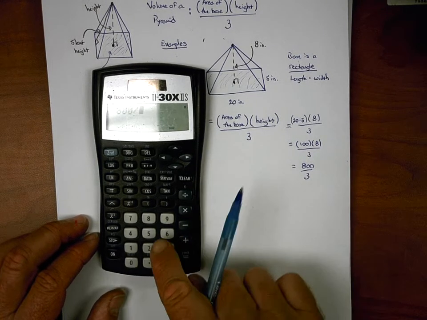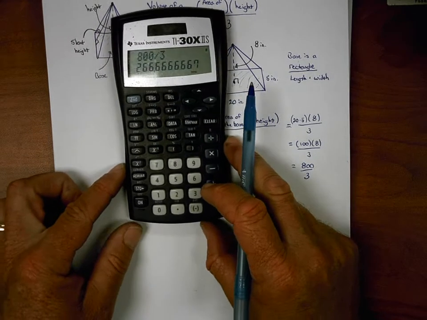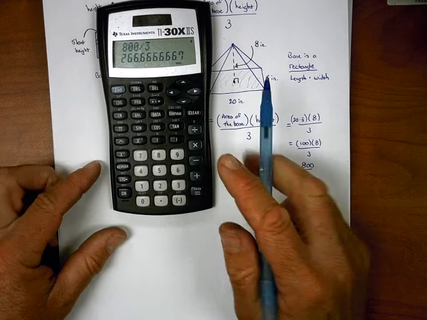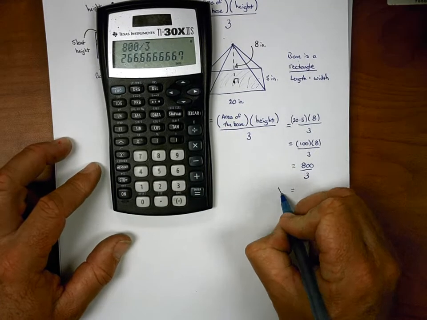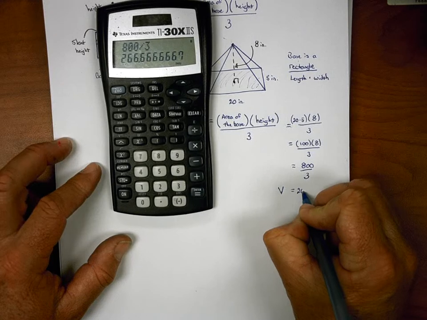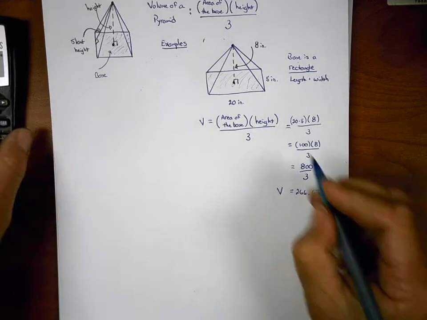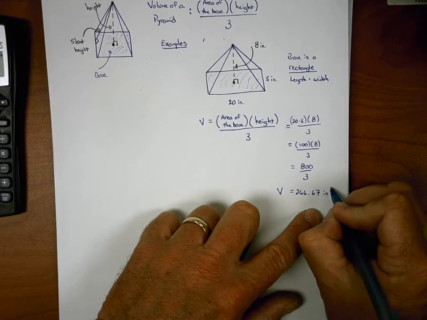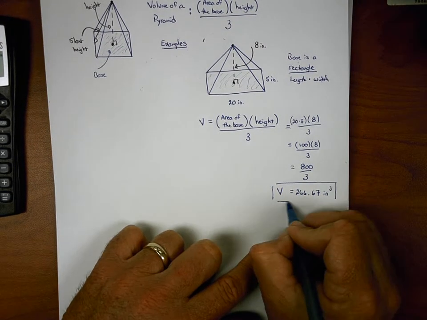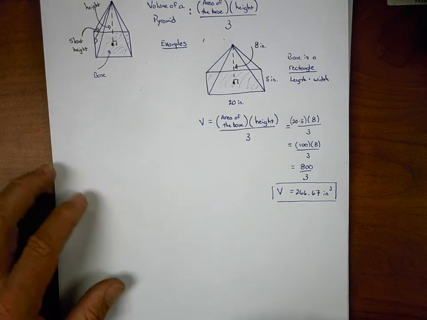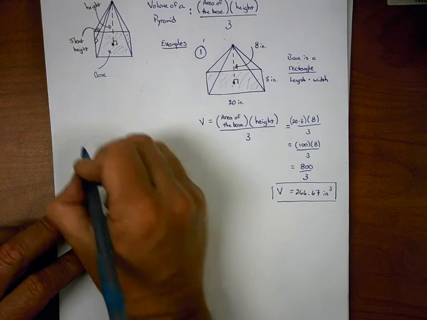So 800 divided by 3, I get this really, really long decimal. You can't see it because the line, there we go, 800 divided by 3. It's 266 point and a bunch of 6's. So I'm going to say that the volume of this pyramid is 266.67. Then I put the measurements in, and that's inches, and then it's going to be cubic inches. So the volume is going to be 266.67 cubic inches. Okay, so that would be my first example of how to find volume.